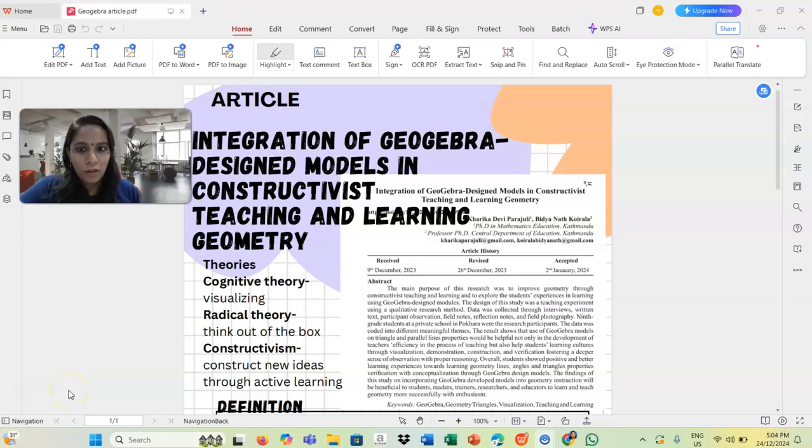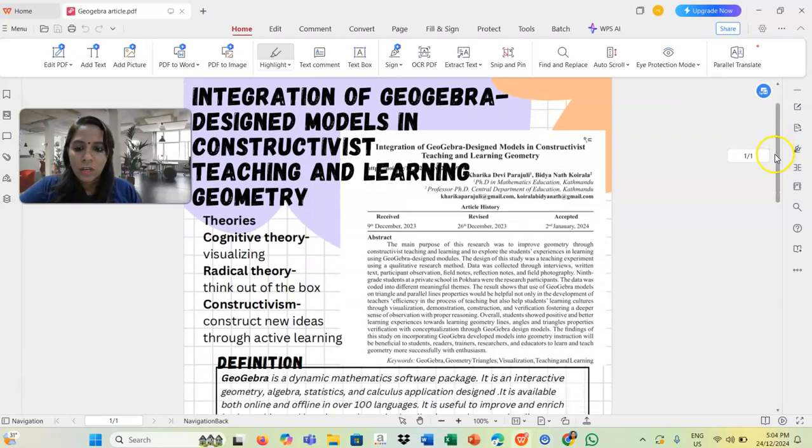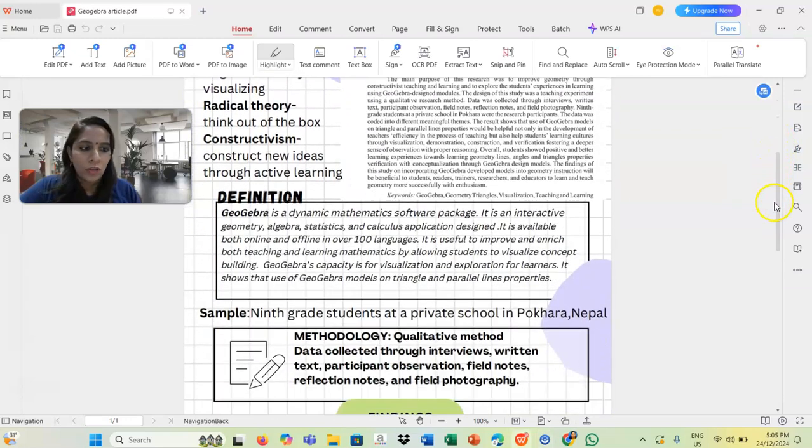So today I'm going to talk about an article which is related to my subject of teaching, which is integration of GeoGebra design models in constructivist teaching and learning geometry. Before I explain about the theories, I would like to explain about the definition of GeoGebra.